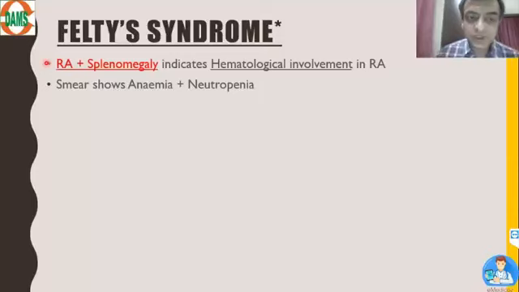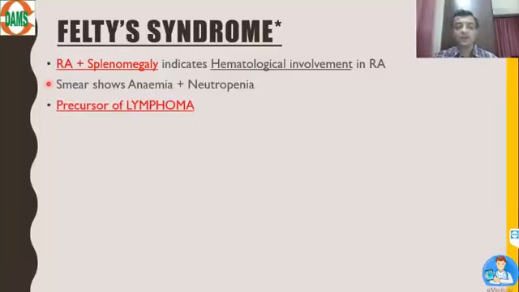The smear shows anemia and neutropenia. When you do a complete blood count in Felty's syndrome, you will see this. Yes, continue in a different section. You can write the notes the way you want to organize them. I am going to post my notes for you on Facebook at the end of the class. But it is part of extra-articular only. So the smear shows anemia and neutropenia.